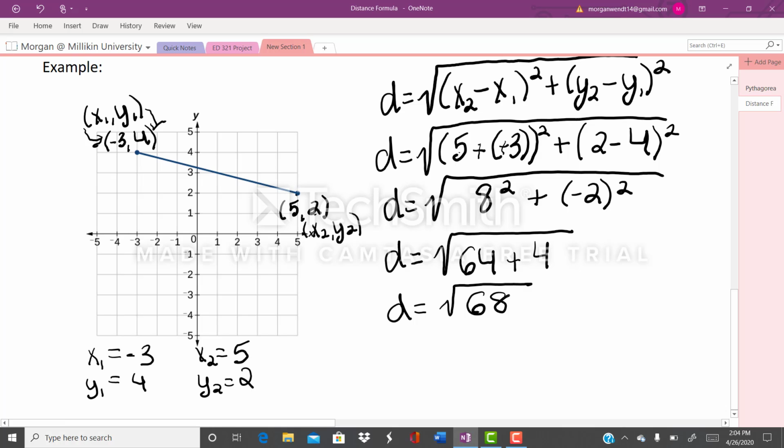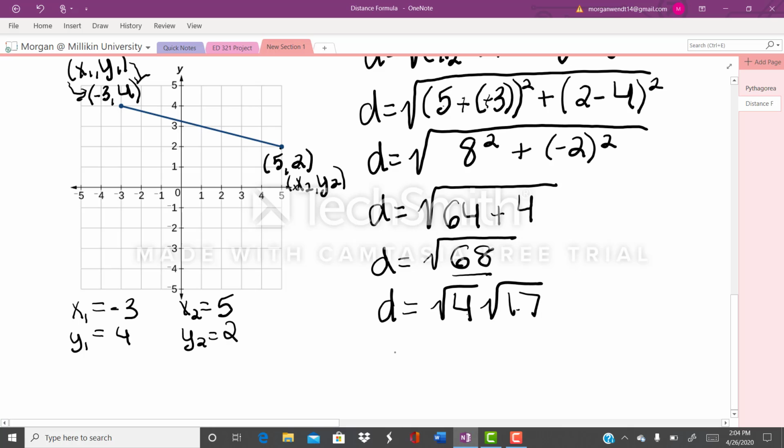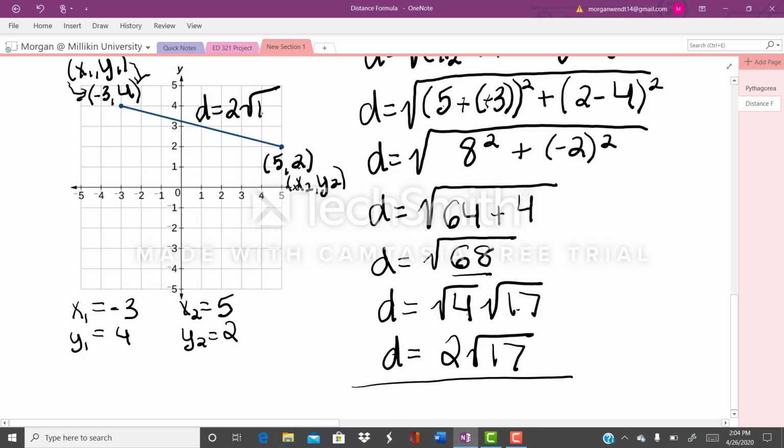Now this is not a perfect square, but we want to try and simplify the square root as much as possible by pulling a perfect square out. So 68 is divisible by 4. So this becomes the square root of 4 times the square root of 17, because 4 times 17 gives me that 68. So the distance, the square root of 4 is 2, so 2 root 17. So my distance of this line between those 2 points is equal to 2 root 17.